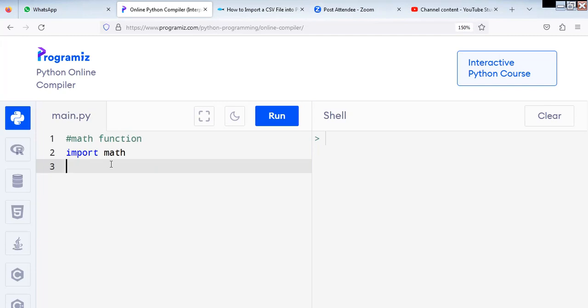So first thing we have to do is import the math, then we can do the program. Now you read a is equal to int of input, enter the number. What we'll do is first enter the number and then we'll find the square root.